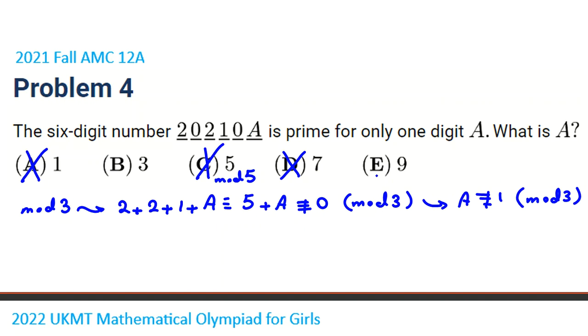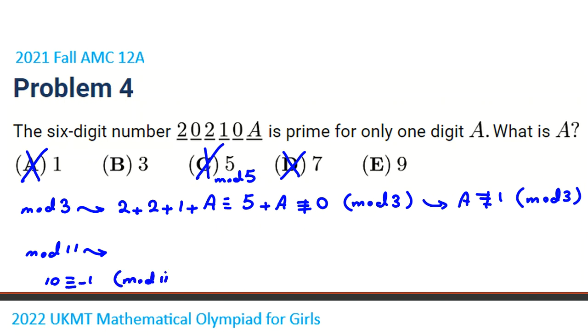So now we have a problem between 3 and 9. Mod 3, mod 9, mod 11 are so much useful. For mod 11, from right, you should consider plus minus. Why? Because 10 mod 11 is negative 1.